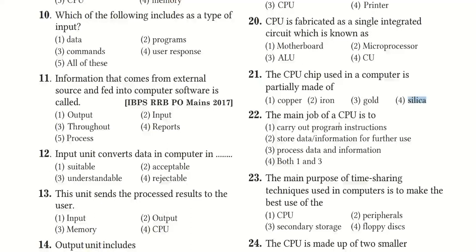The main job of a CPU is to carry out program instructions and process data and information. So the correct answer is both 1 and 3.